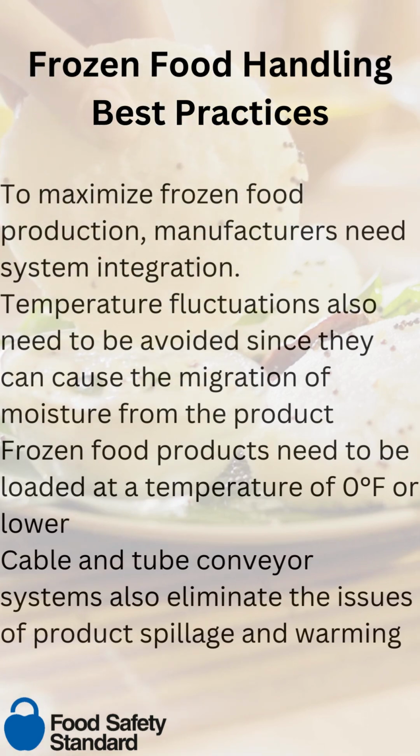Frozen food handling best practices. To maximize frozen food production, manufacturers need system integration. Temperature fluctuations also need to be avoided since they can cause the migration of moisture from the product. Frozen food products need to be loaded at a temperature of 0 degrees Fahrenheit or lower. Cable and tube conveyor systems also eliminate the issues of product spillage and warming.